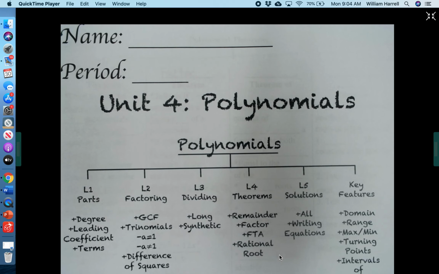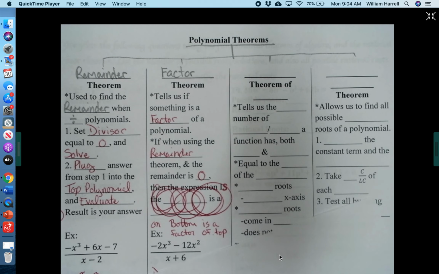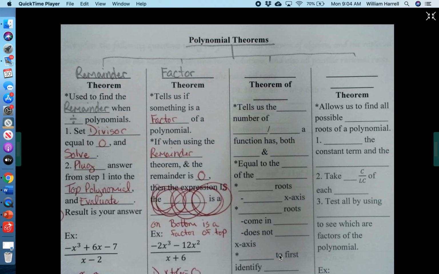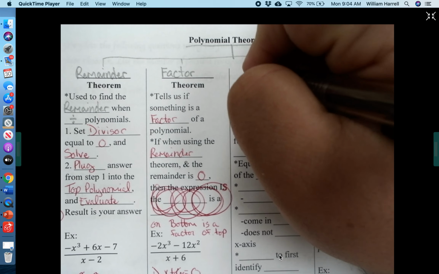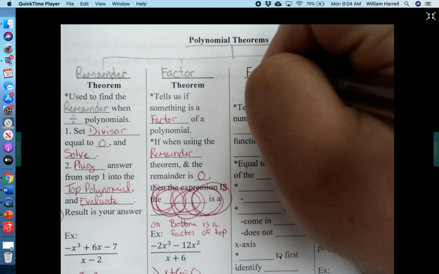Yesterday what we looked at were the remainder theorem and factor theorem. Today we're going to build off of that and look at the Fundamental Theorem of Algebra, or better known as FTA, and we're also going to get into the rational root theorem for polynomials. So if we turn to page 15, back to our tree diagram, we're going to do the third and fourth branch here.